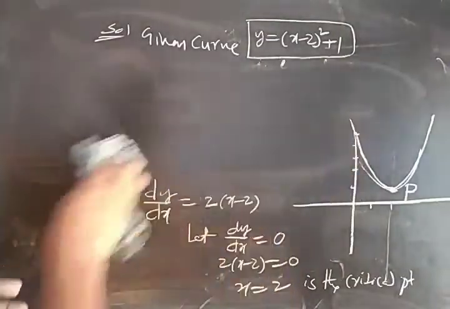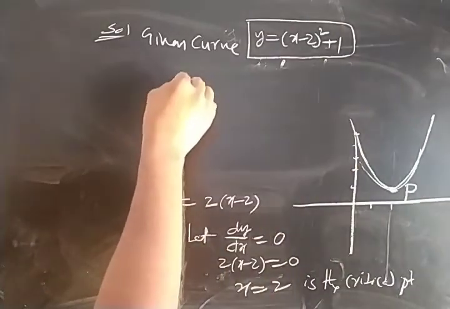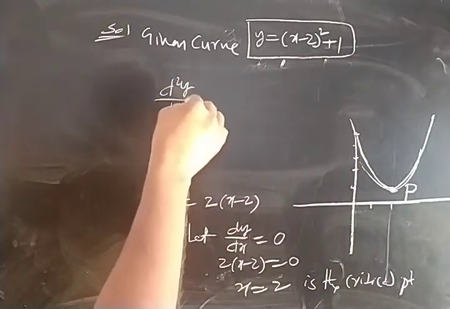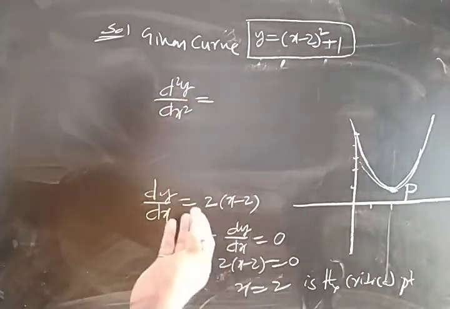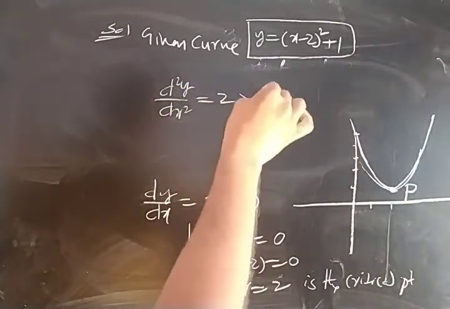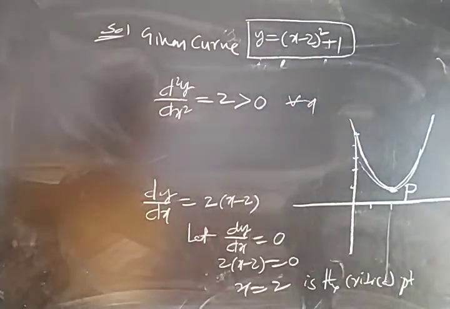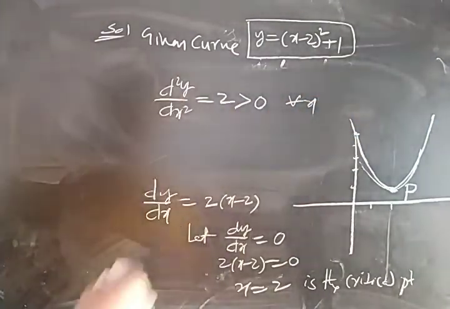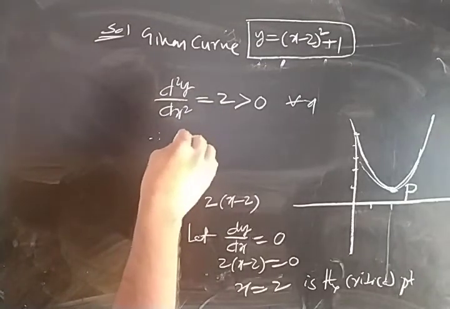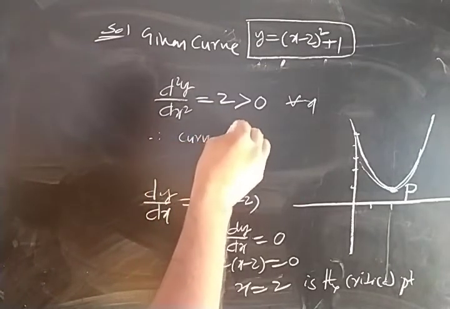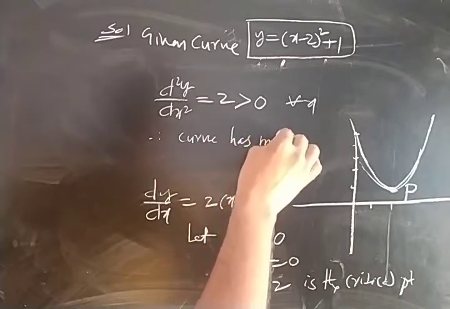To check minimum or maximum, we have to use the second derivative test. d square y by dx square is what? Again differentiating dy by dx gives 2. So this is always positive for all x values. Therefore, the curve has a minimum value.